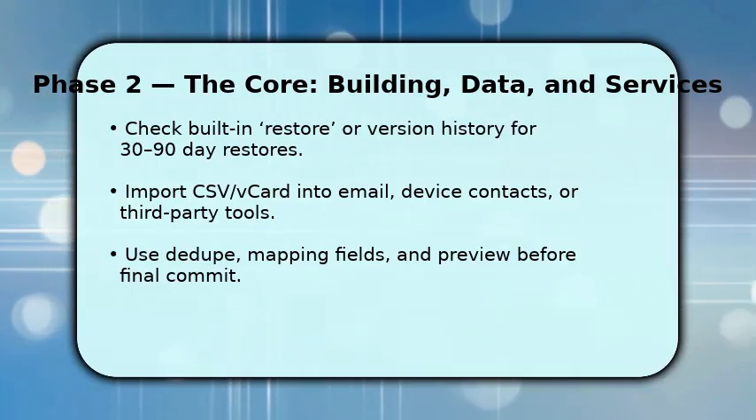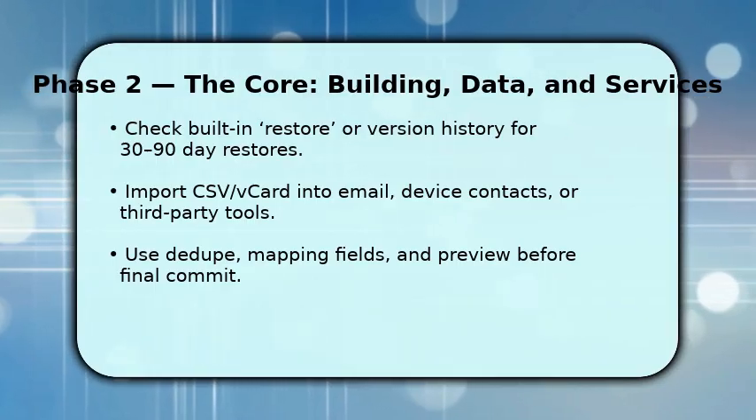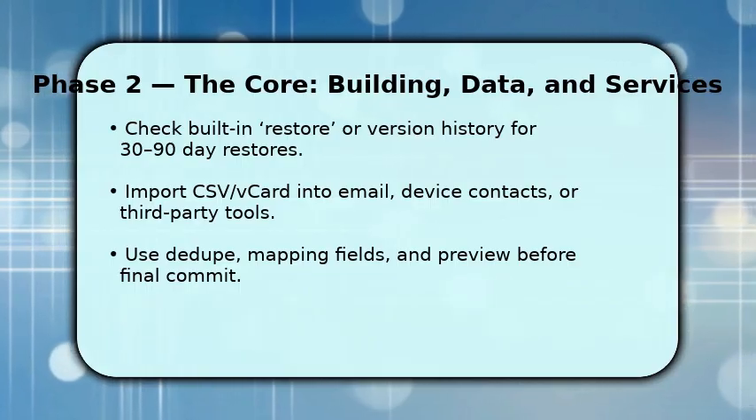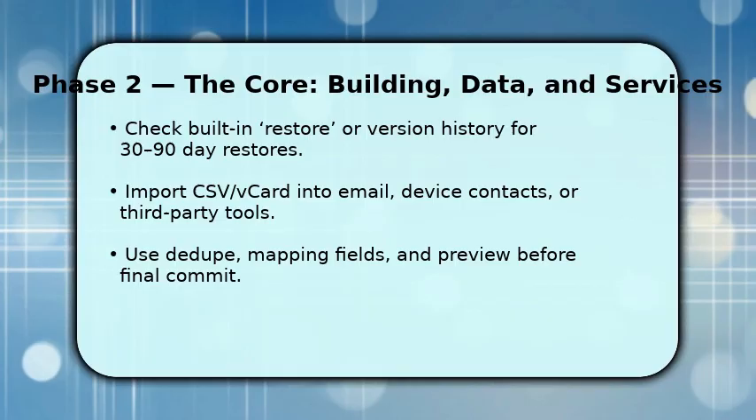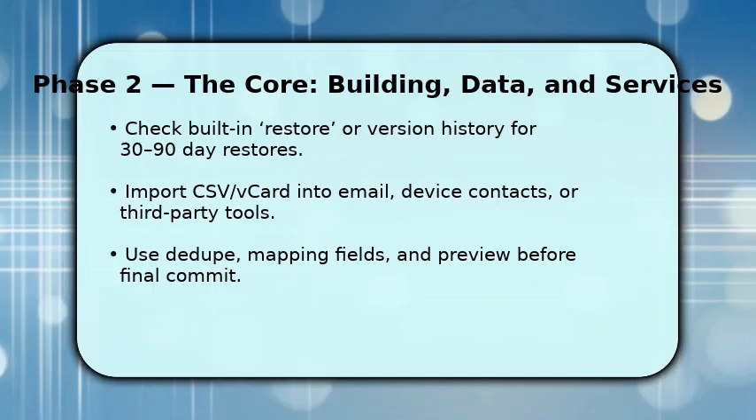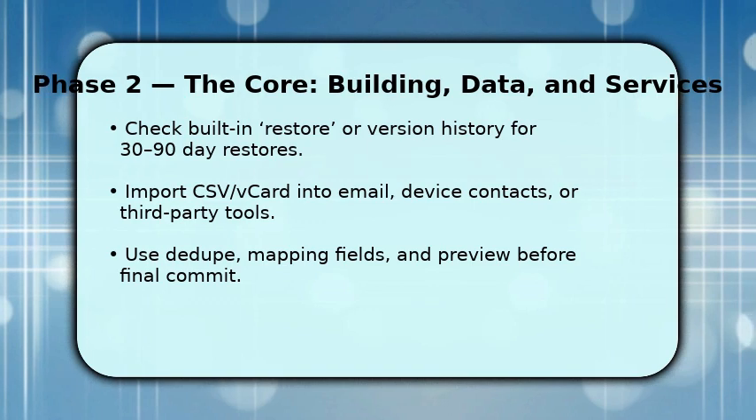If not, import the CSV or vCard into your email client or device contacts. Map fields like name, email, phone to avoid mismatches. Make sure to run deduplication tools and preview the first 20 imports so you can correct mapping errors before committing the full set, which saves time and prevents duplicates.